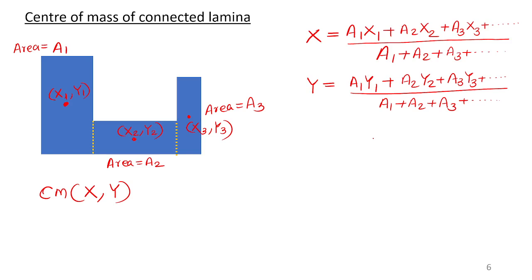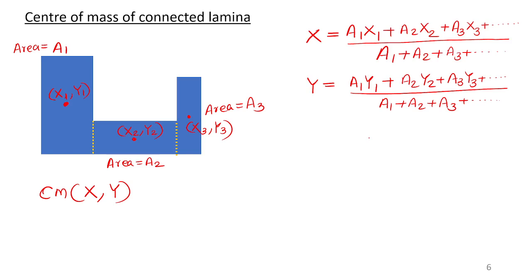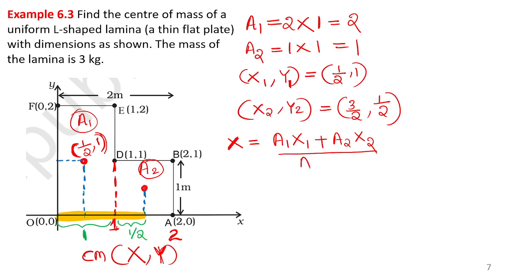Formula I have already explained that. A1 X1 plus A2 X2 plus A3. A3 is not there in the diagram. A1 and A2, only A1 and A2. So A3 not required. X equals A1 X1 plus A2 X2 plus A3 X3 by A1 plus A2 plus A3, so A1 plus A2. Simply substitute the value. All the numbers are written there.